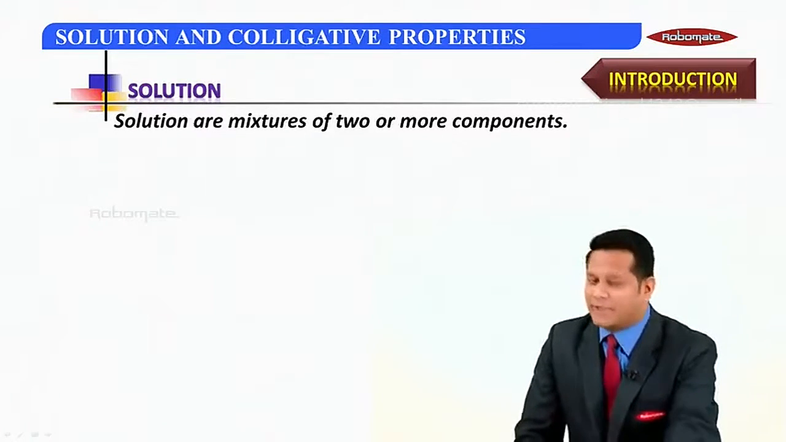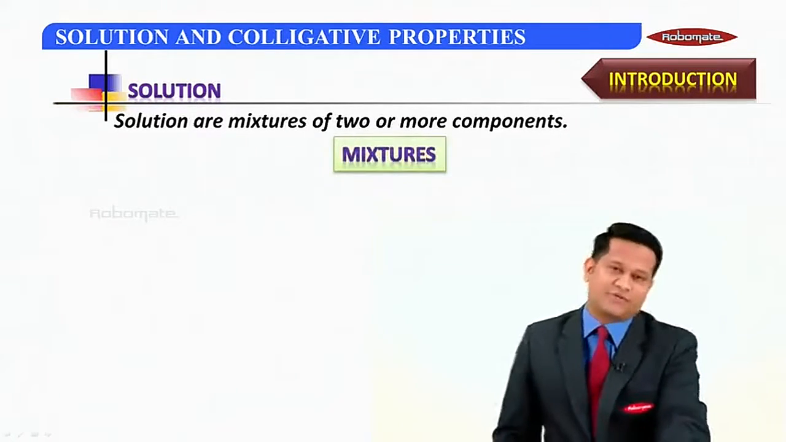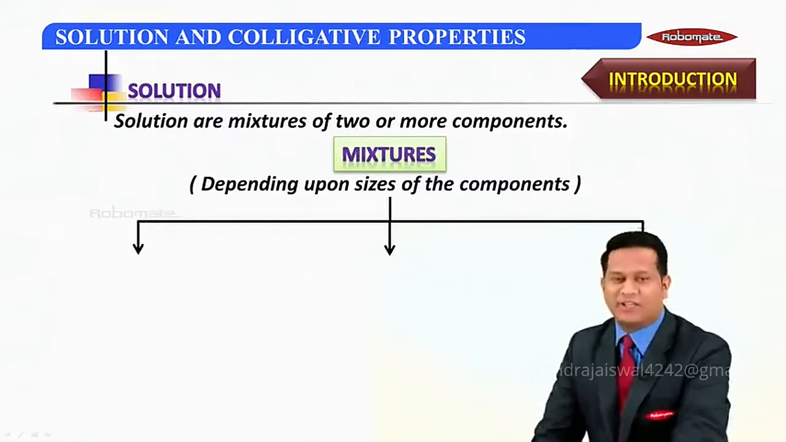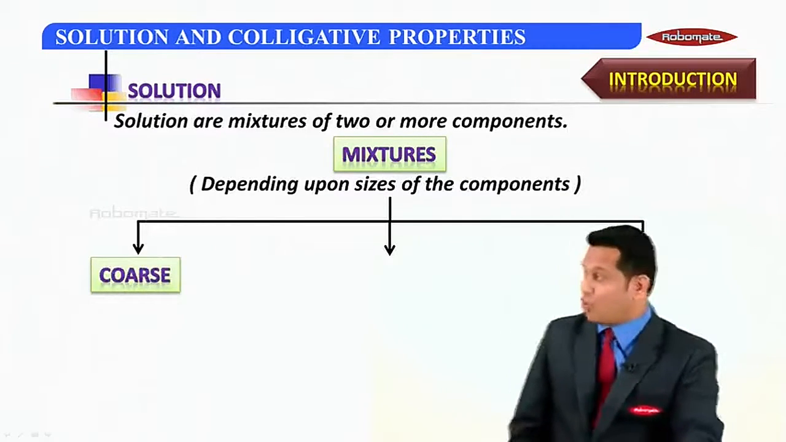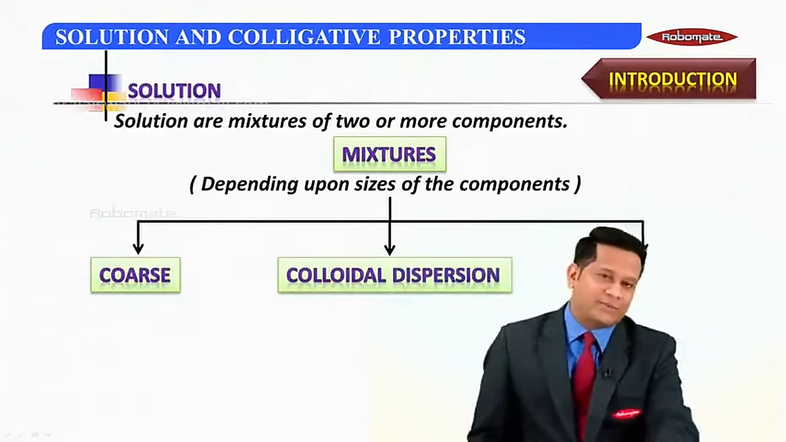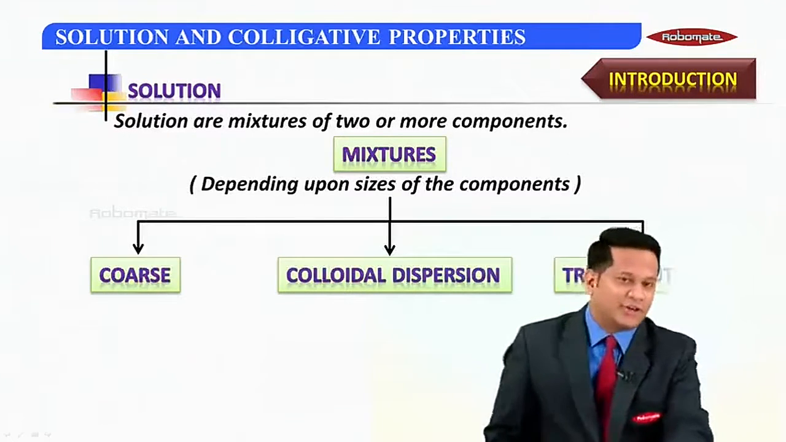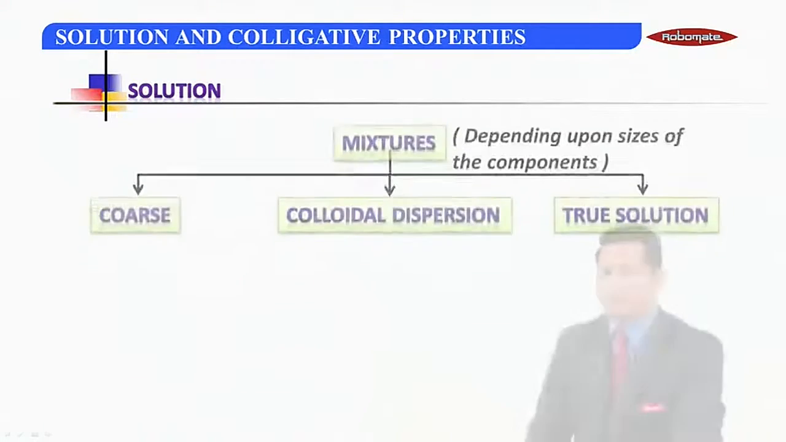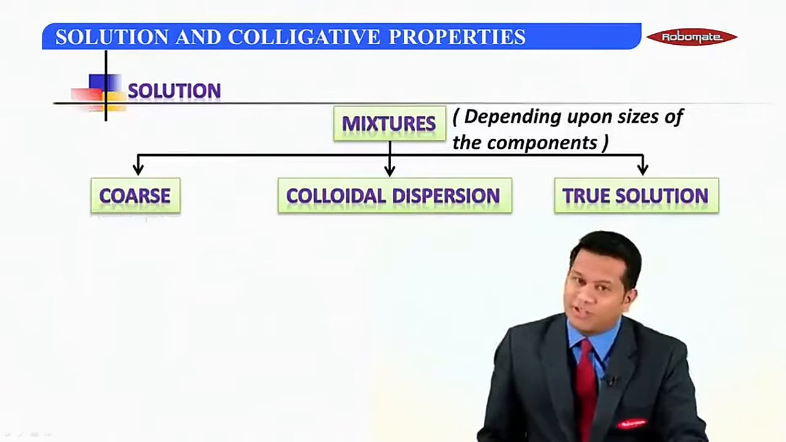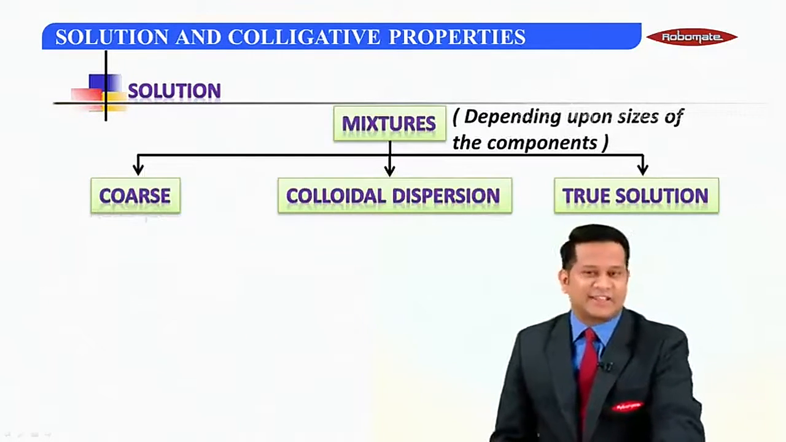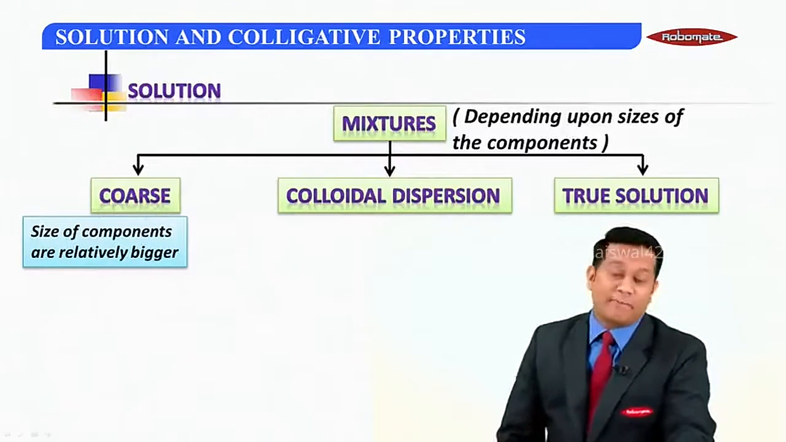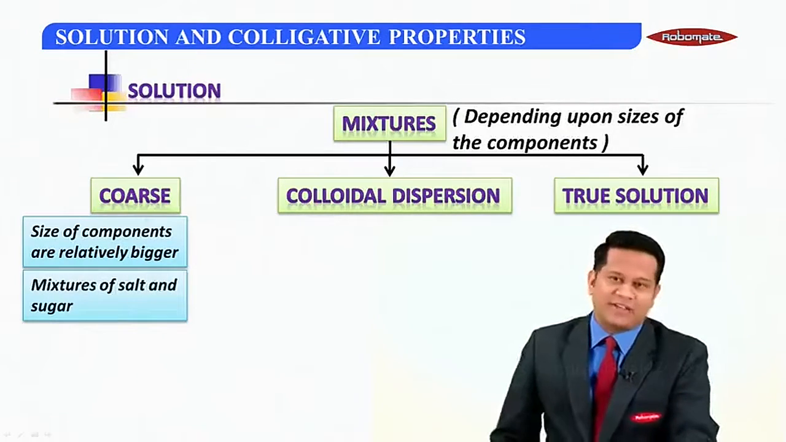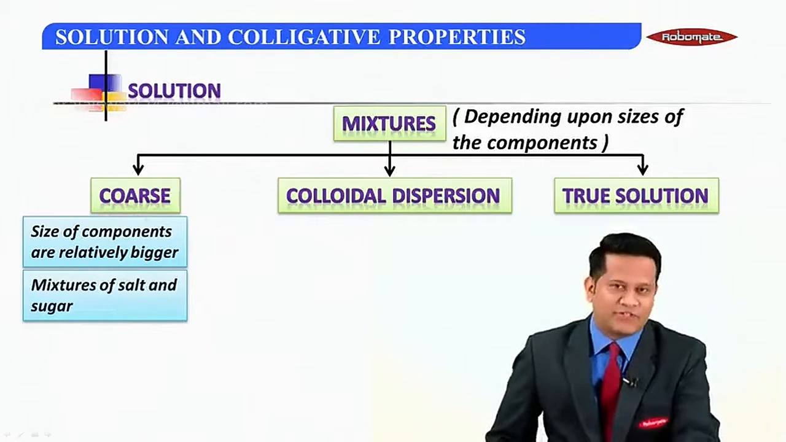Now when I say the word mixture, let us have a discussion about the mixtures first. Depending upon the size of the components, mixtures are broadly classified into three types, of which the first one is a coarse mixture. The second type is called a colloidal dispersion, and the third is referred to as the true solution. Let's discuss all of them in detail. If I talk about the coarse mixture, then in this case the size of the particles is relatively bigger, and a mixture of salt and sugar is a basic example of a coarse mixture.